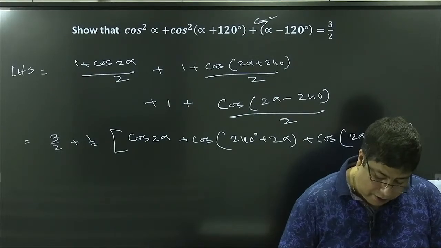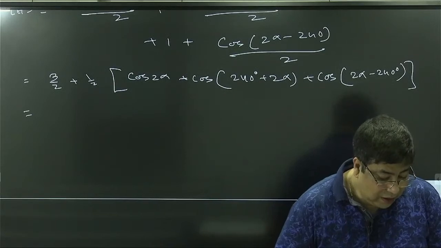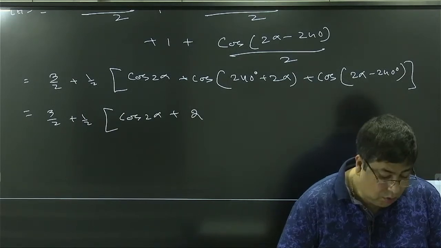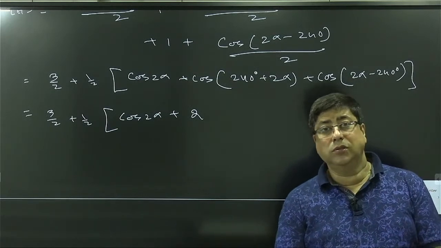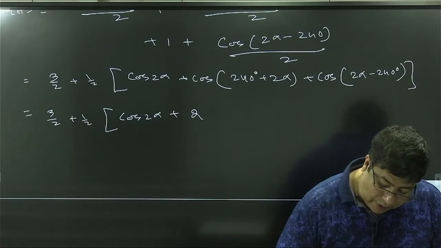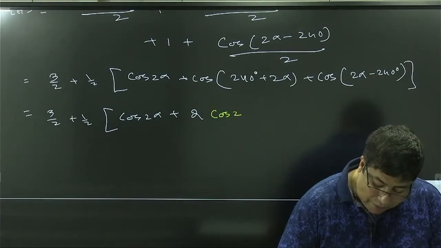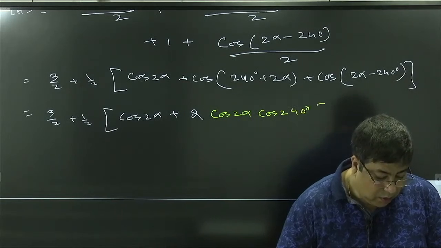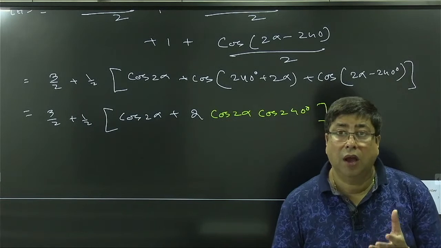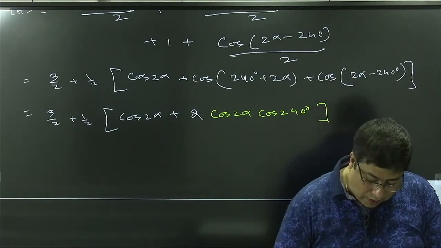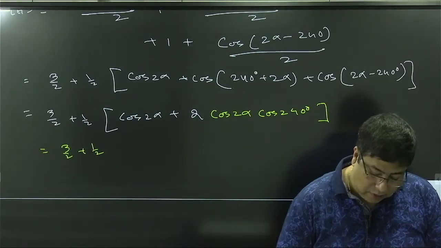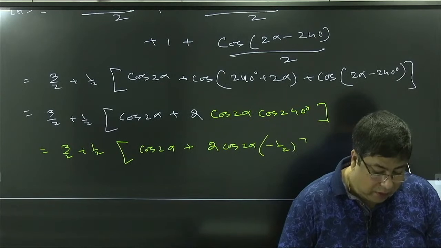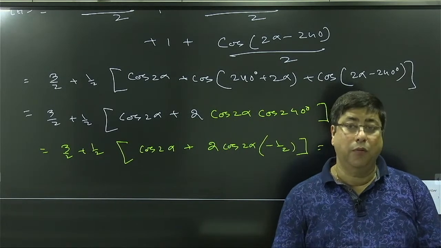Okay, and if we calculate, we are getting 3 by 2 plus half of cos 2 alpha plus the second portion in the form of cos C plus cos D, that is 2 cos of (C plus D) by 2 into cos of (C minus D) by 2. If we apply this, we get cos 2 alpha into cos 240 degree. Okay, everybody, cos 240 means third quadrant, and in the third quadrant this is minus cos 60, so this is minus half. So 3 by 2 plus half of cos 2 alpha plus 2 cos 2 alpha into minus half, so this is coming 3 by 2. That is our proof requirement.